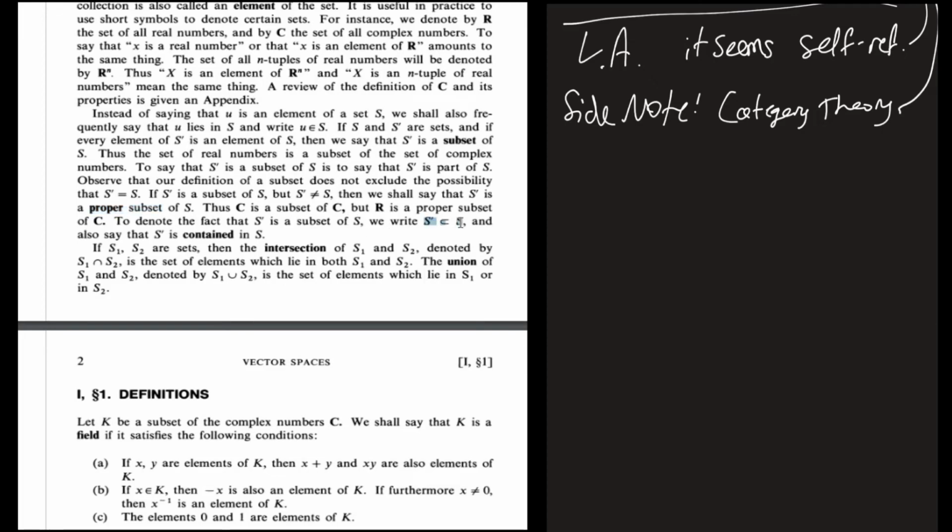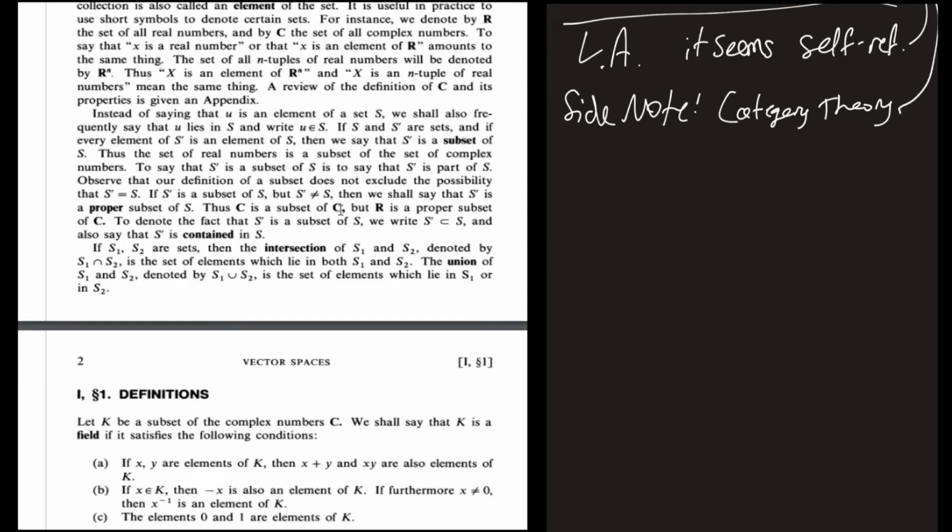To note the fact that S prime is a subset of S, we write S prime is a subset of S, right? We write this little elongated C. And we also say that S prime is contained in S. That's a great way to think about it, contained. It's completely inside of it, and there might be stuff on the outside.